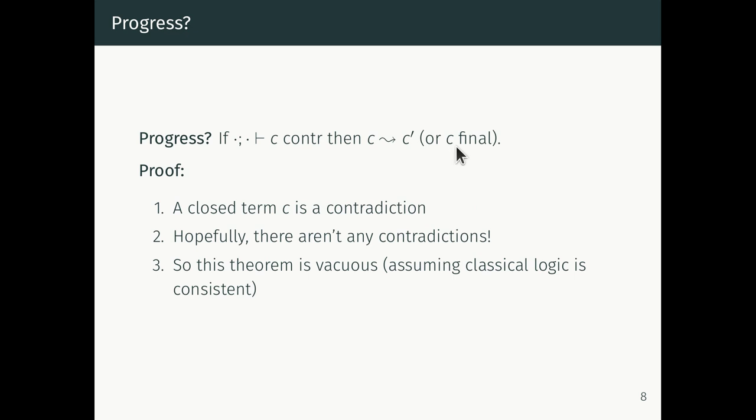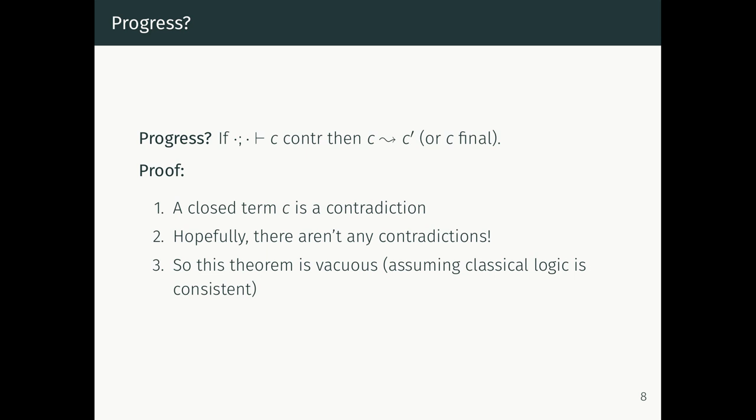But hang on here. We wrote down this whole calculus as a sort of logic for classical propositional logic, and we really hope that classical logic is consistent. And if it's consistent, there won't be any contradictions. So this theorem is totally vacuous. So if classical logic is consistent, then this progress theorem is vacuously true. There's no way to write a closed program, so progress will hold for trivial reasons. Okay, well, that's a little disappointing.